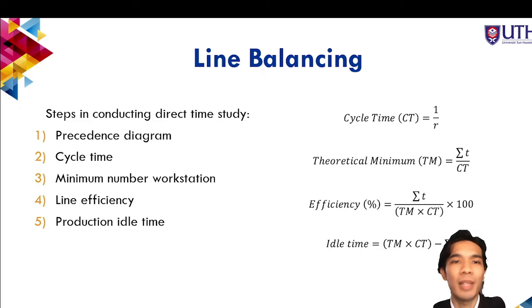So in line balancing, there are 5 steps in this method. The first one is create a precedence diagram. Precedence diagrams are made based on the largest candidate rule. The next step is to calculate the cycle time. After cycle time has been obtained, the theoretical minimum number of workstations can be determined. Next is efficiency of the line is calculated, and lastly the idle time of the production will be determined.